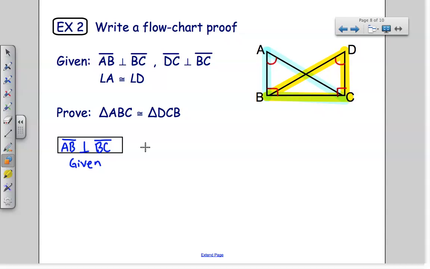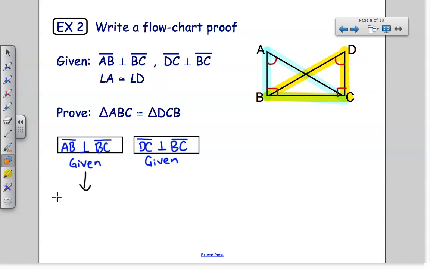And let's get another box here for my other given, that DC was perpendicular to BC. Also given, reason goes underneath. Now actually, I marked something additional because of these, so I need to create an arrow right below this. Since I know that AB and BC were perpendicular, you were thinking this is a right angle, and I'm going to have to state that in a new box here.